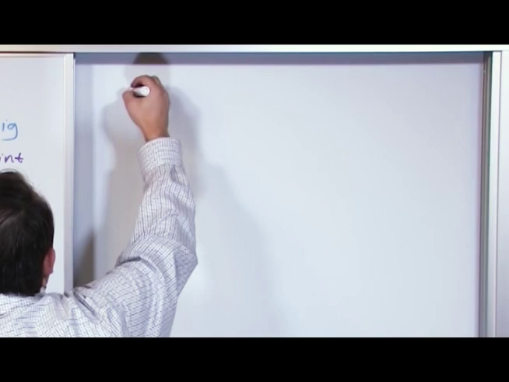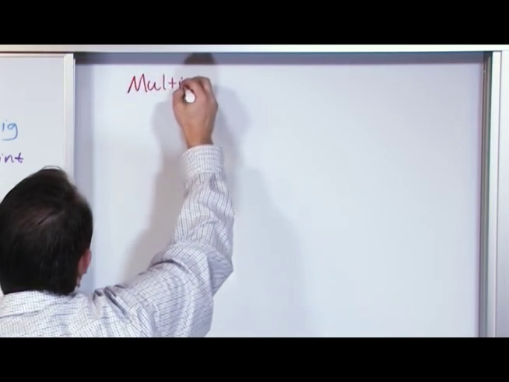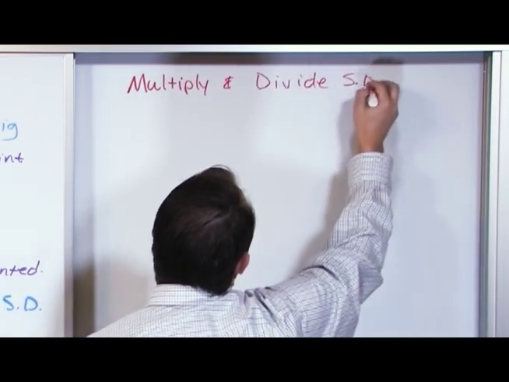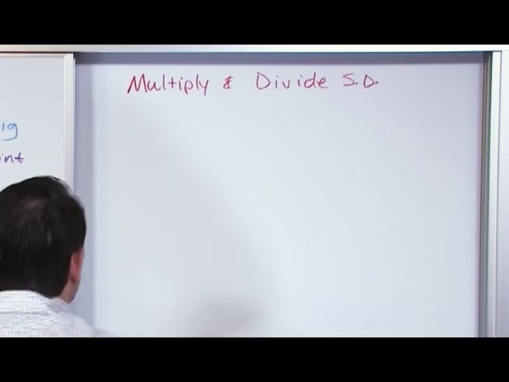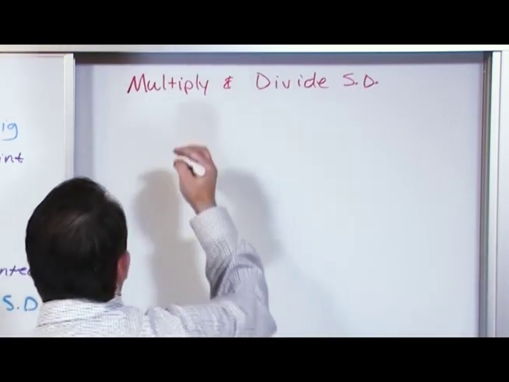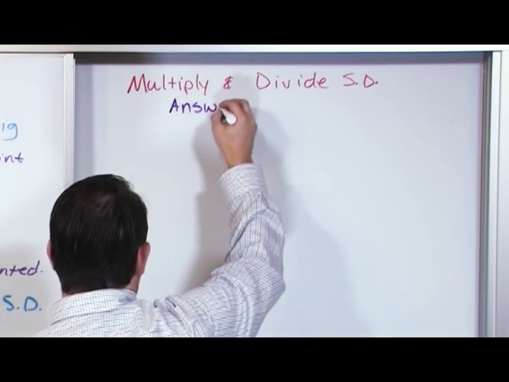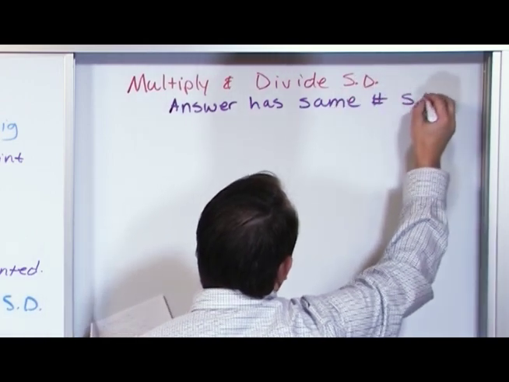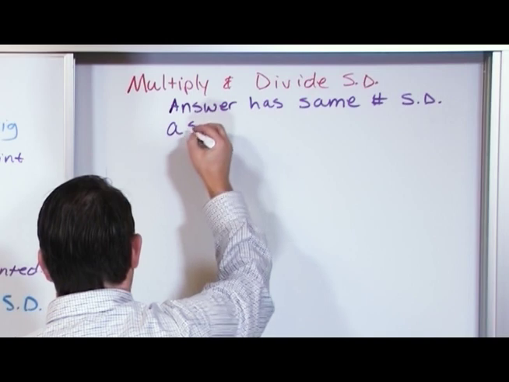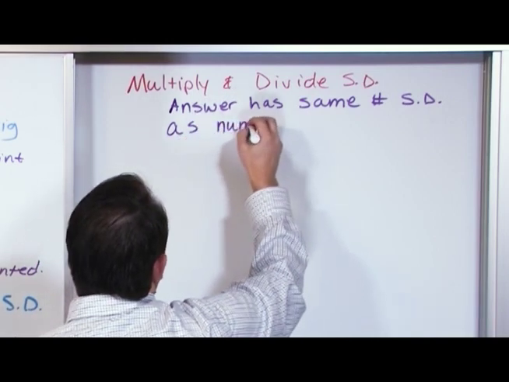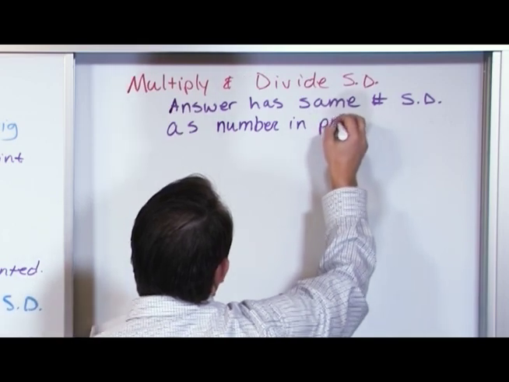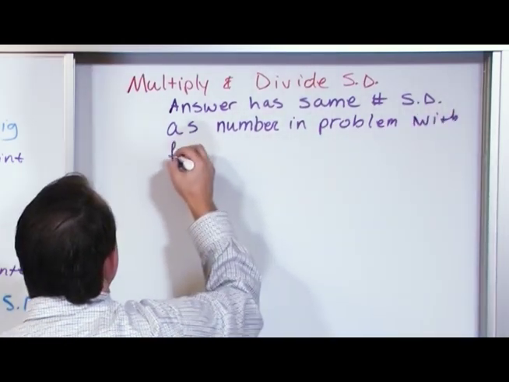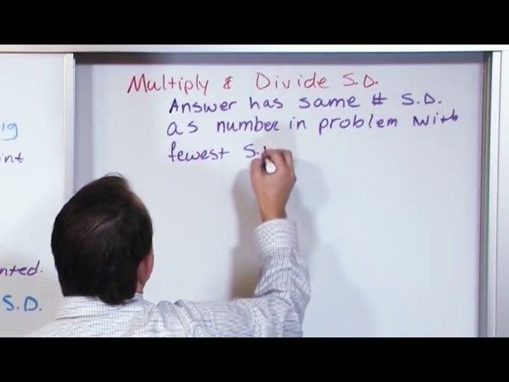If you were multiplying and dividing numbers, multiply and divide significant digits, what do you do? All right. Basically, the answer has the same number of significant digits as the number in your problem with the fewest significant digits. That's a lot of words.